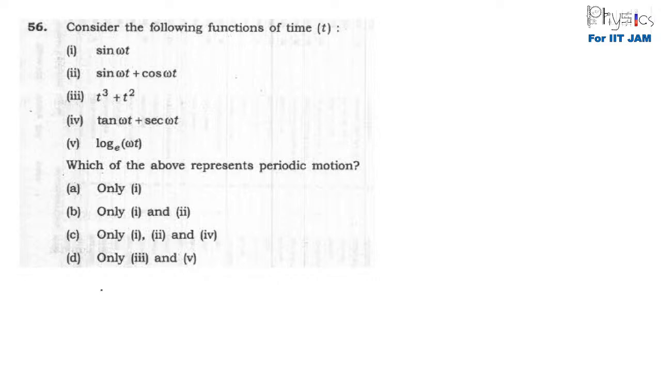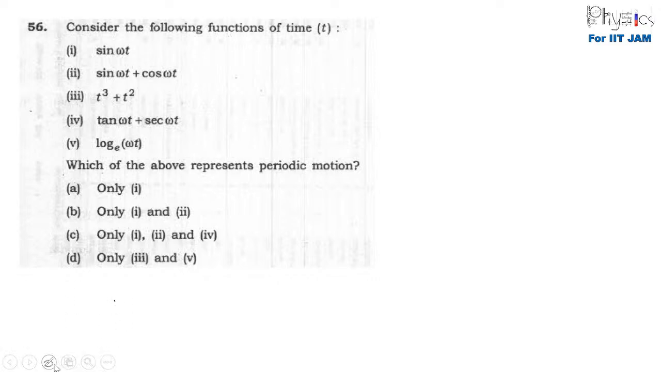Option A is only one, that is only sine omega t. Option B is only 1 and 2, that is sine omega t and sine omega t plus cos omega t. Option C 1, 2 and 4. Option D 3 and 5. Now tell me which should be the correct answer for this question.